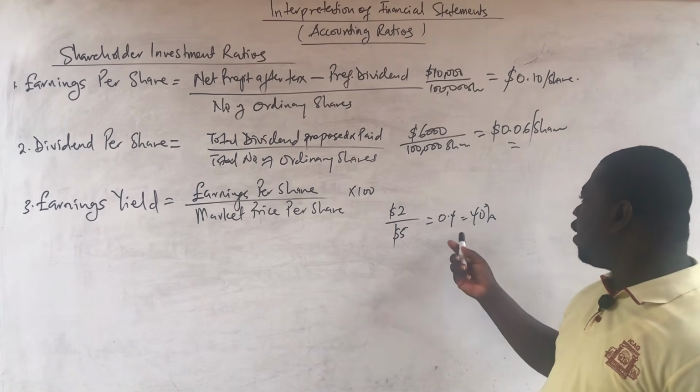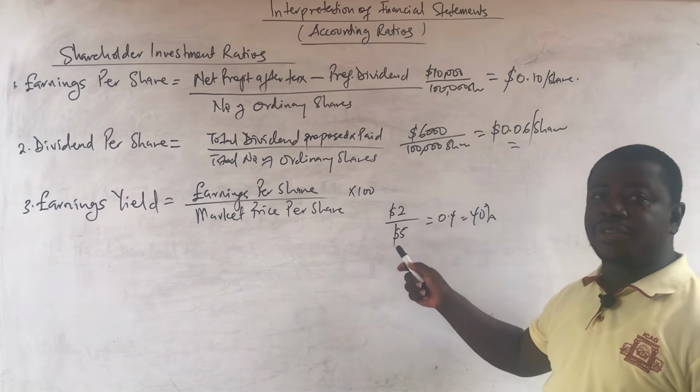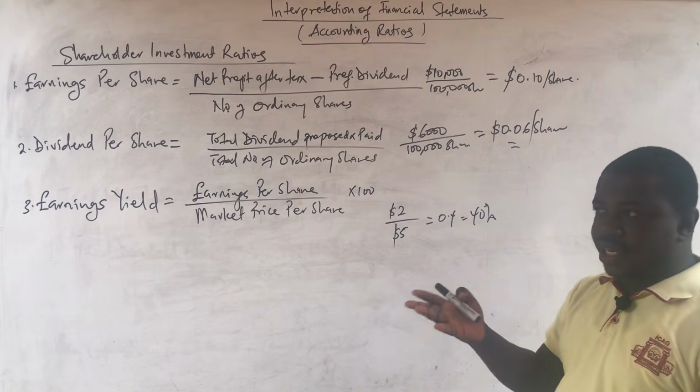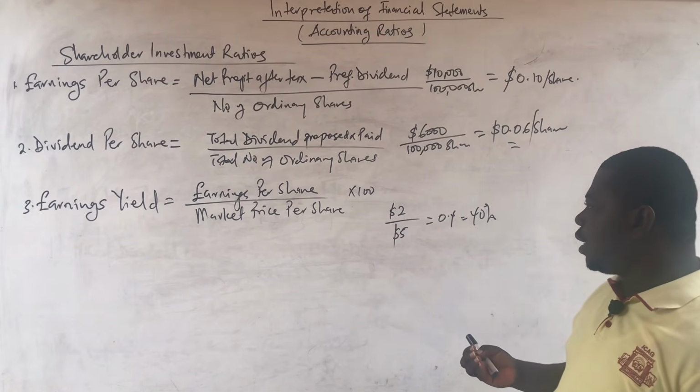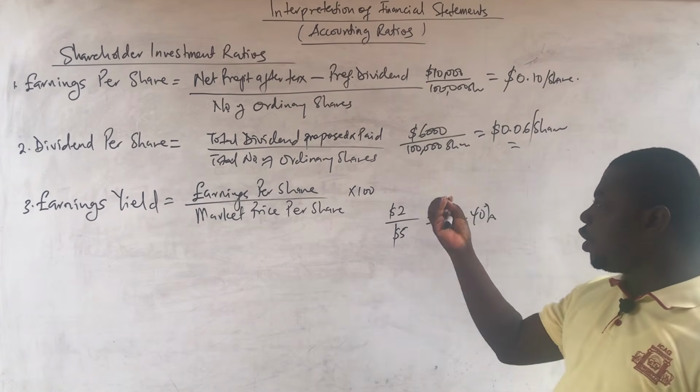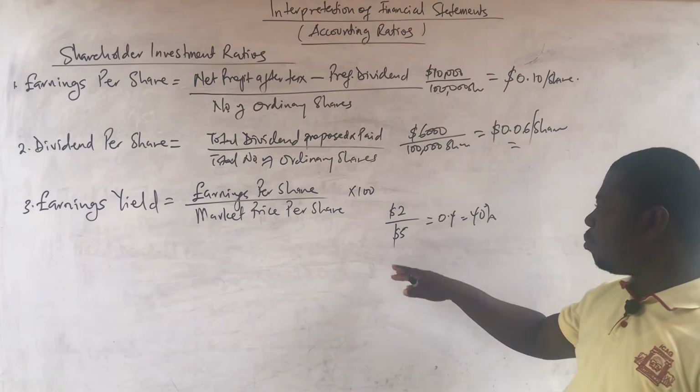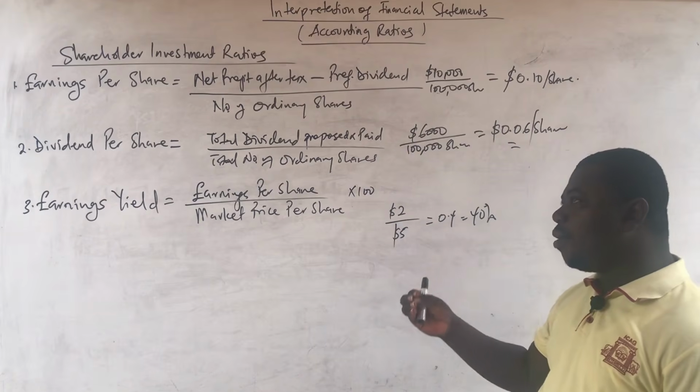That is the meaning. So every year I'm going to get 40% of the price of the share as my return on the share every year. That is the meaning of the earnings yield. How much is it going to yield for me? The price that I'm buying the share, how much is it going to yield?